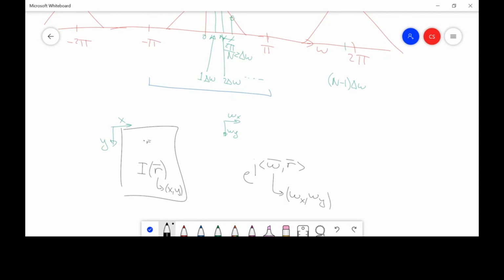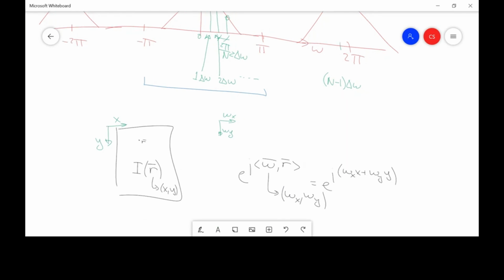And this inner product is well defined. It's just a standard inner product between two vectors. So this is aj, and then omega x plus omega y y. And in general, it has this expression, so for any dimensions, it has this expression. Okay, so now this will be my basis function.